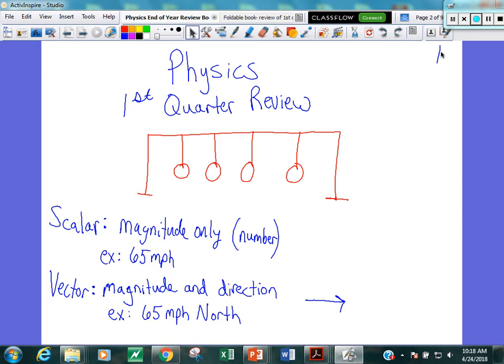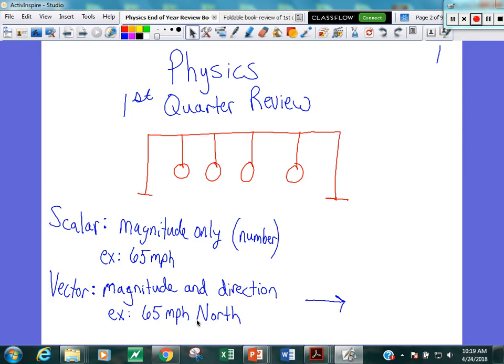Real quickly, we reviewed in first quarter the difference between a scalar and a vector. A scalar is a quantity that is a magnitude only, which I put in parentheses here, that it's a number. It's just a number only. For example, 65 miles per hour is a scalar quantity because it's just a number. Now let's contrast that to what a vector is. A vector is a magnitude and direction. So it's a quantity that shows magnitude, which is a number, and also the direction. Here's an example of a vector: 65 miles per hour north.